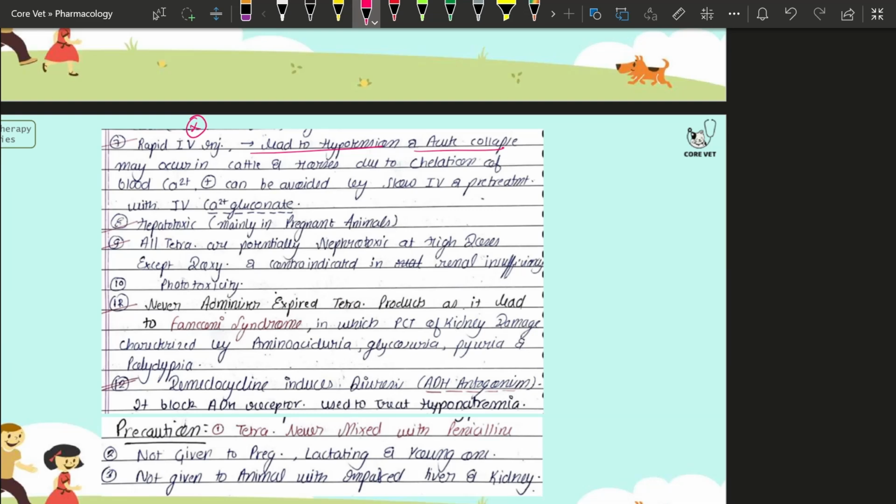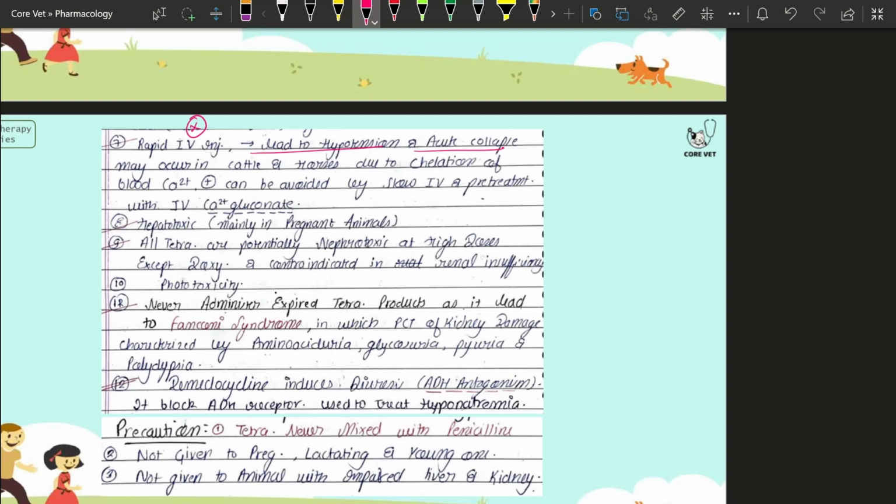Because calcium is quite important for musculature movement, right? And blood vessels have smooth muscles, right? So it may lead to a condition of hypotension too. That's why it is advisable to give it as a slow IV along with calcium gluconate, right? Why the calcium gluconate?